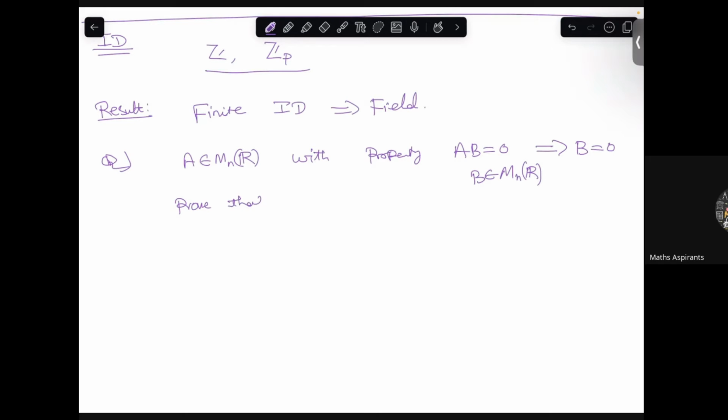Prove that A inverse exists. The exact question in the NBHM is of true or false type: A inverse exists or not. But here we prove that A inverse exists. When I encountered this question, I didn't know the idea.